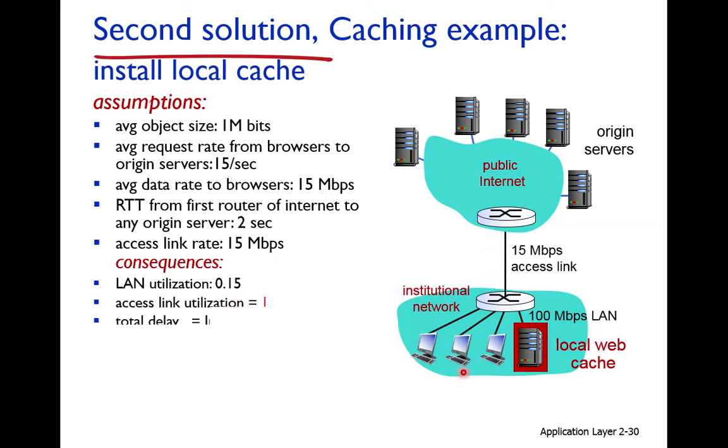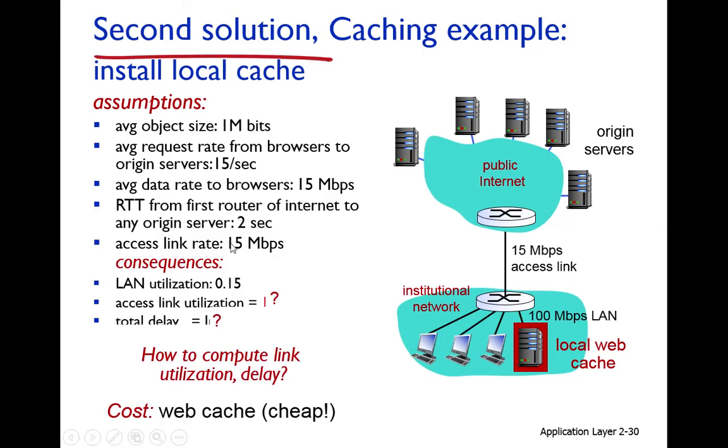So in this case, if we use a local web cache, what will be the overall access link utilization? Because here the load will be reduced, and here also the load will be reduced. So what will be the internet delay? Let's discuss it.